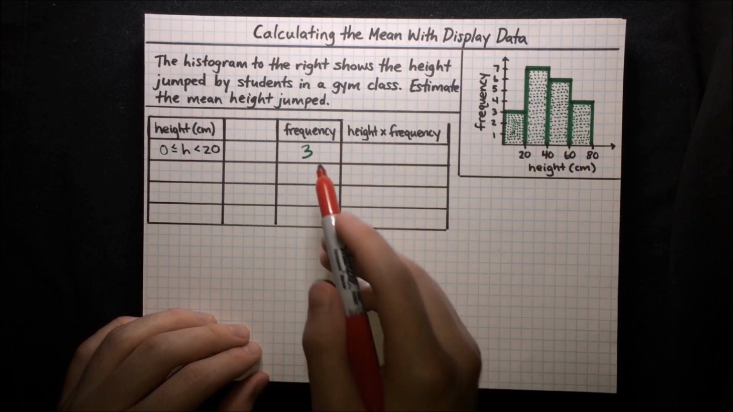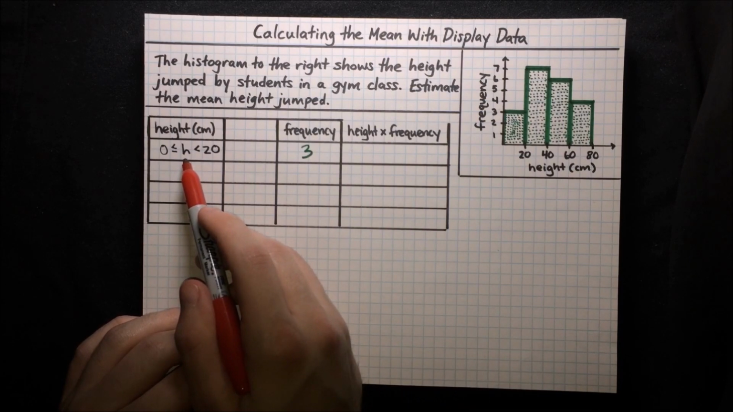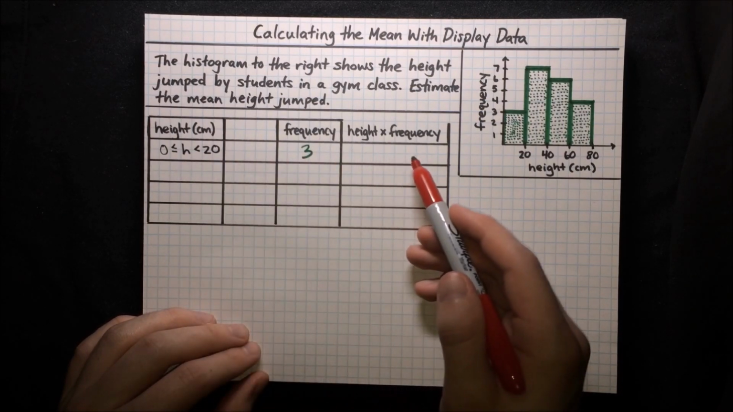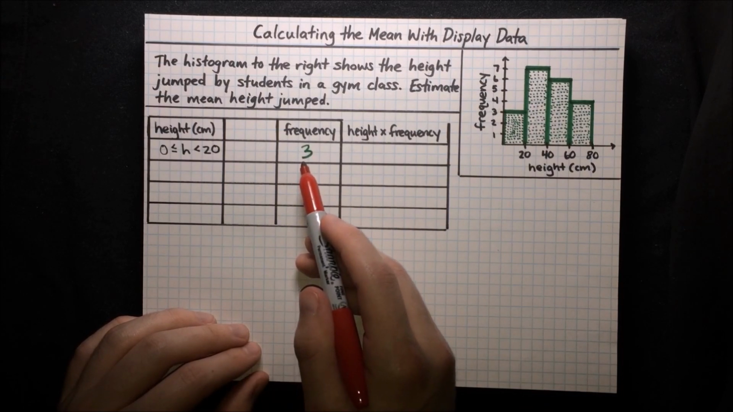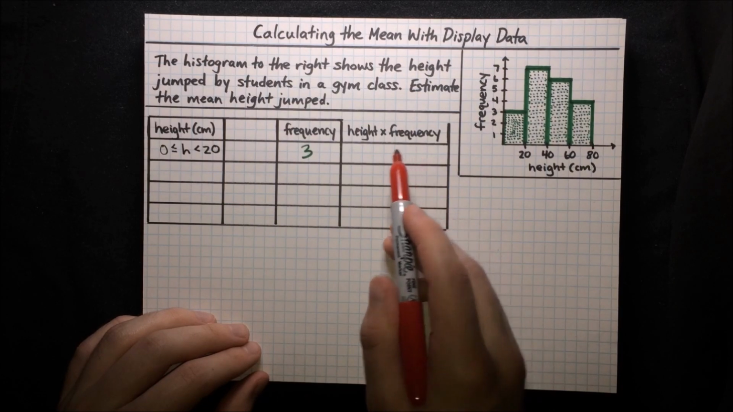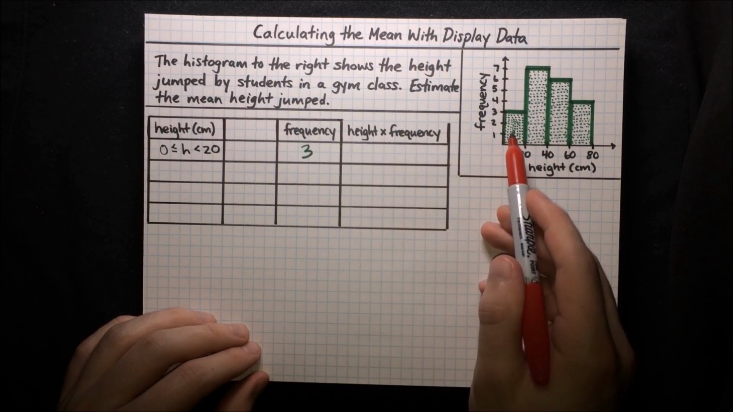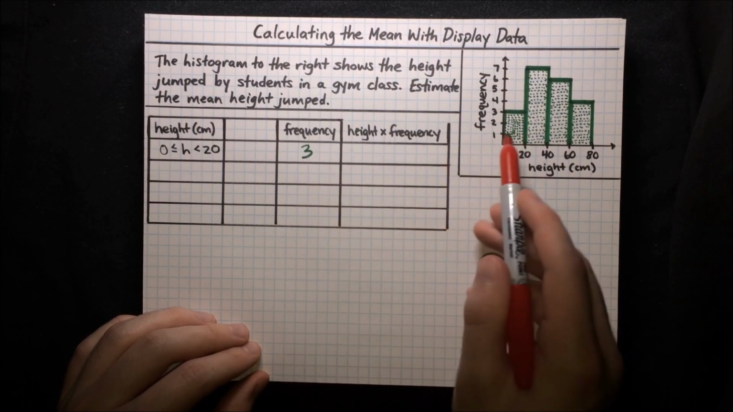And now we want to do height times frequency, but wait a second. Height is a range of values. So how can we multiply height times frequency when height is a range but frequency is just a number? Well, think back to what height times frequency is supposed to represent. Height times frequency, for this first rectangle, is supposed to represent the total height jumped by these 3 students represented in that rectangle.